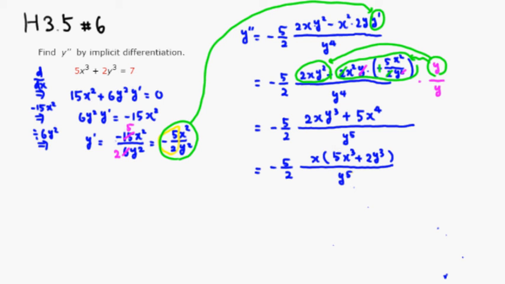Alright, then we know that this guy shows up in the original equation. This is equal to 7. Right? So we get, if you simplify that, it's going to be negative. Alright, so 5 times 7 is 35. You have x over 2y to the fifth. Alright, so let's type it in.